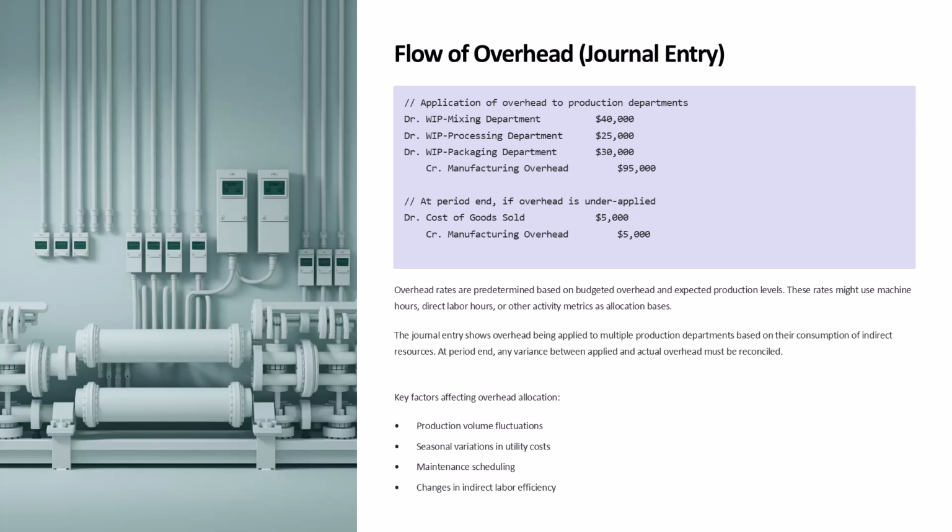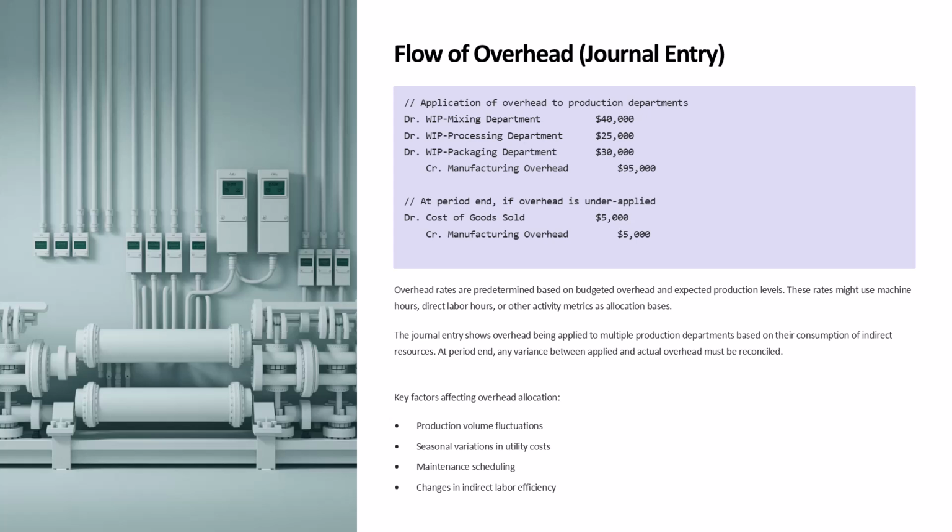The overhead rates used for these entries are predetermined, calculated at the beginning of the period based on budgeted overhead and expected production levels. These rates might be based on machine hours, direct labor hours, or other activity metrics that best reflect how each department consumes overhead resources. Unlike job costing, where we might calculate under or over applied overhead at the job level, process costing evaluates this variance at the departmental level.